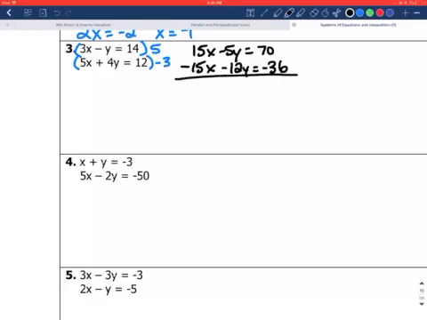So when we add these, the x's will cancel out. The y's will leave me with negative 17y, and that will be a positive 34, which when you divide by negative 17, that'll give you a negative 2.